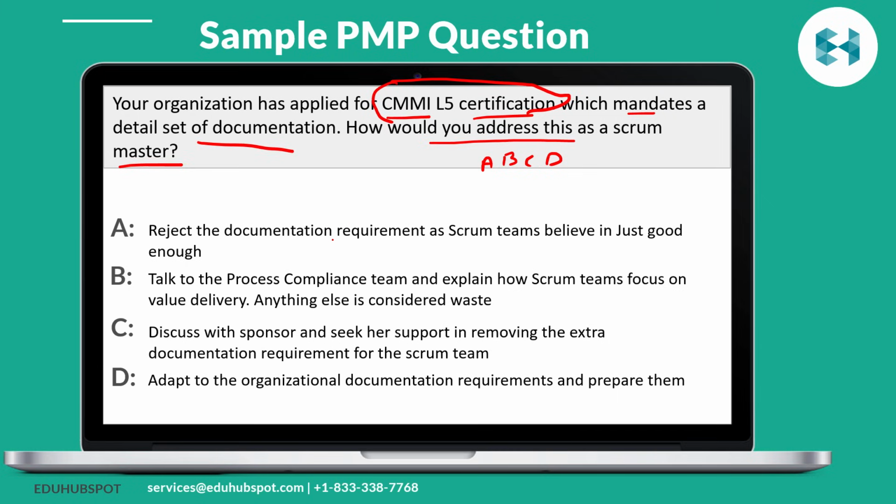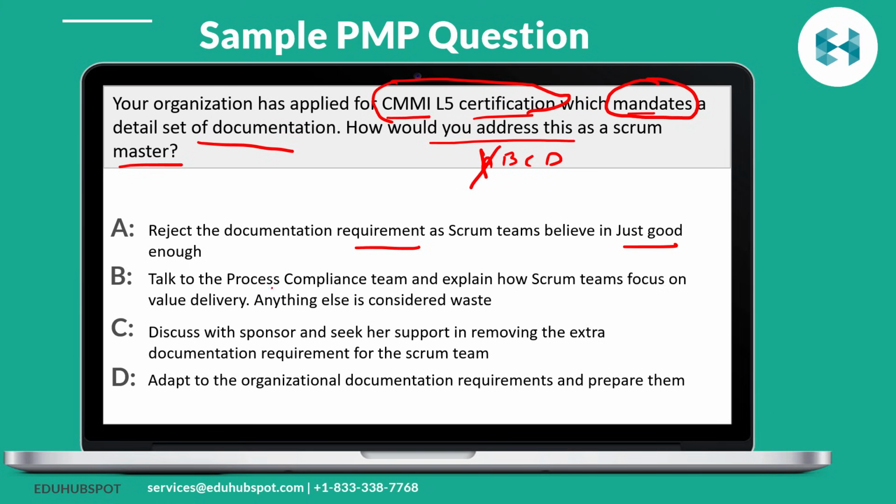A, reject the documentation requirement as Scrum teams believe in just good enough documents. Okay. Now this you can surely say that, hey, you know what? Scrum does not include documentation. But if you remember, I told you that it's not about no documentation. It's actually about the necessary documentation. And this question explicitly says mandates. So this is a mandatory requirement that you have to make a documentation. So you cannot reject this request.